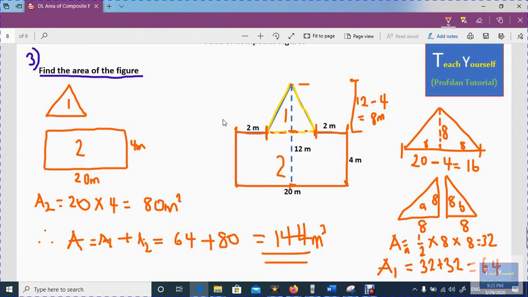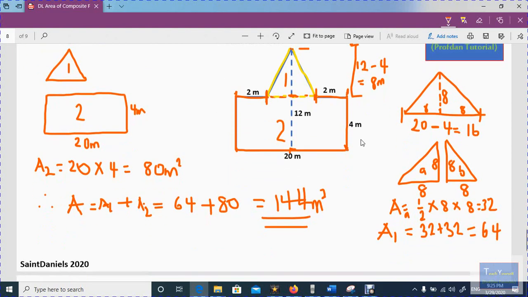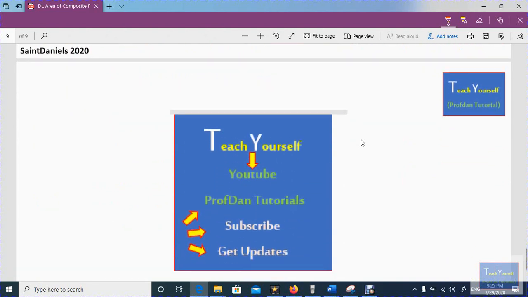And that is it. Please take notes. To find the area of composite figures, you have to observe clearly to split the composite figure into several parts, then apply your formula. And that is going to be the end of today's tutorial.